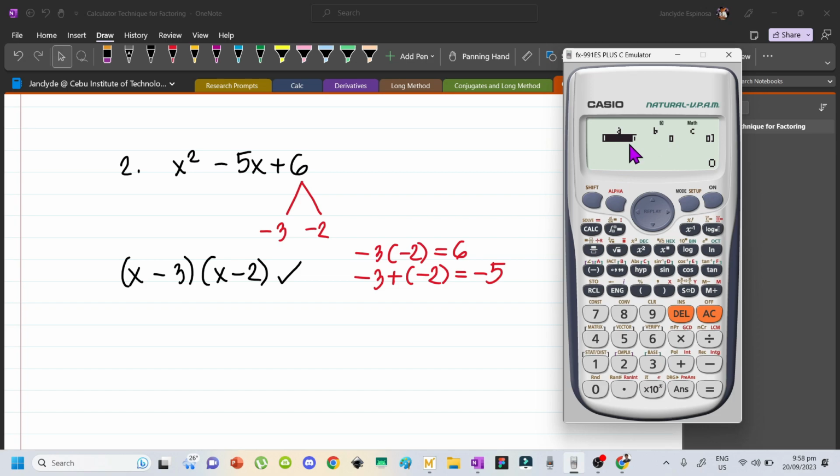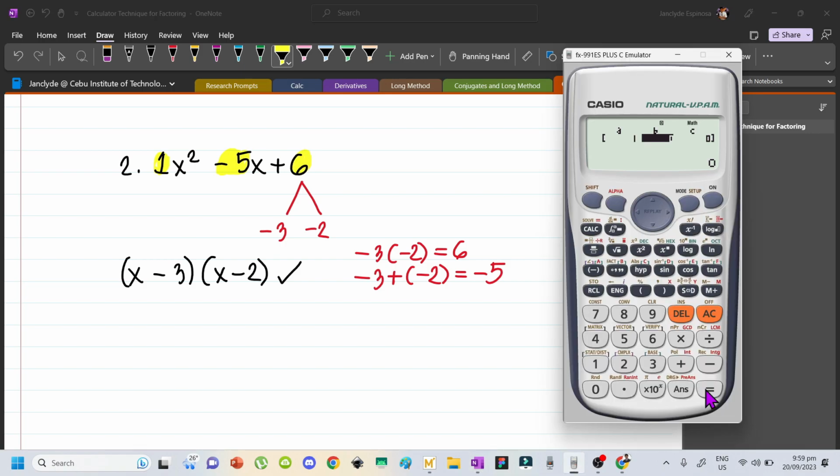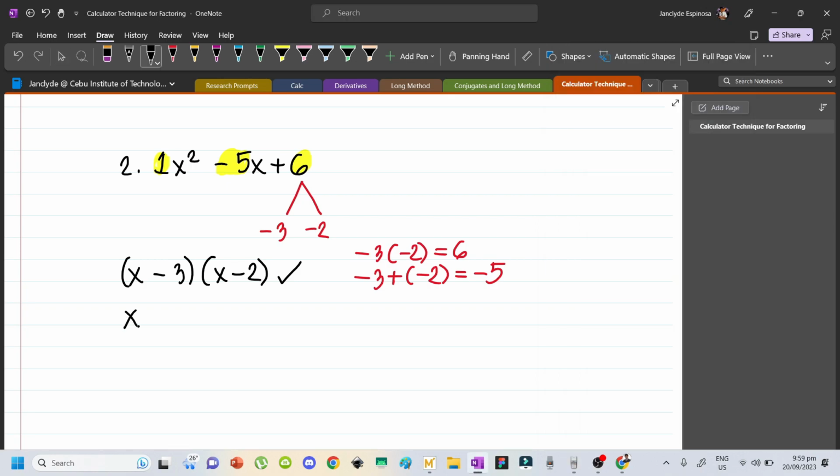Your coefficient of A is 1, and then B is negative 5, and your C is 6. Now, our x1 is 3, and our x2 is 2. Again, our x1 is 3, and our x2 is 2.